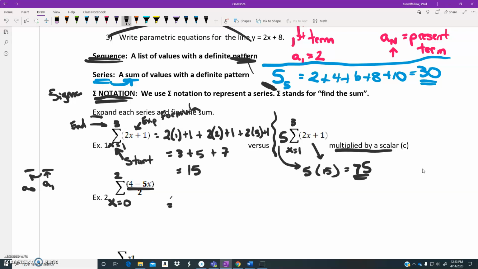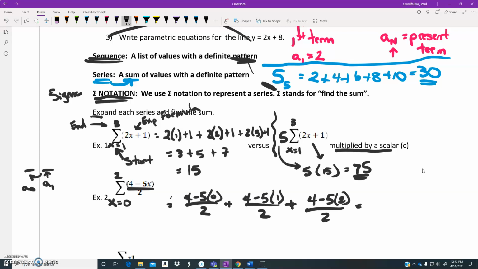Okay, now the next one we're going to do here is, let's say we wanted to go from 0 to 2. Well, that would be 4 minus 5 times 0 divided by 2, added to 4 minus 5 times 1 divided by 2. It always goes up by one integer each time. And then plus 4 minus 5 times 2 divided by 2.